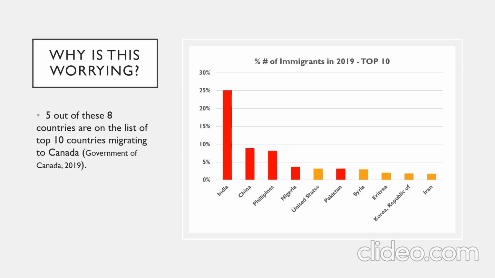So you see the red bars on the charts below. It indicates countries from which Canada gets the highest number of immigrants. So in 2019, the highest number of immigrants came from India, the second highest came from China, and then the Philippines, and then Nigeria. And these are the same countries that are also represented on the list of countries with a high TB burden.